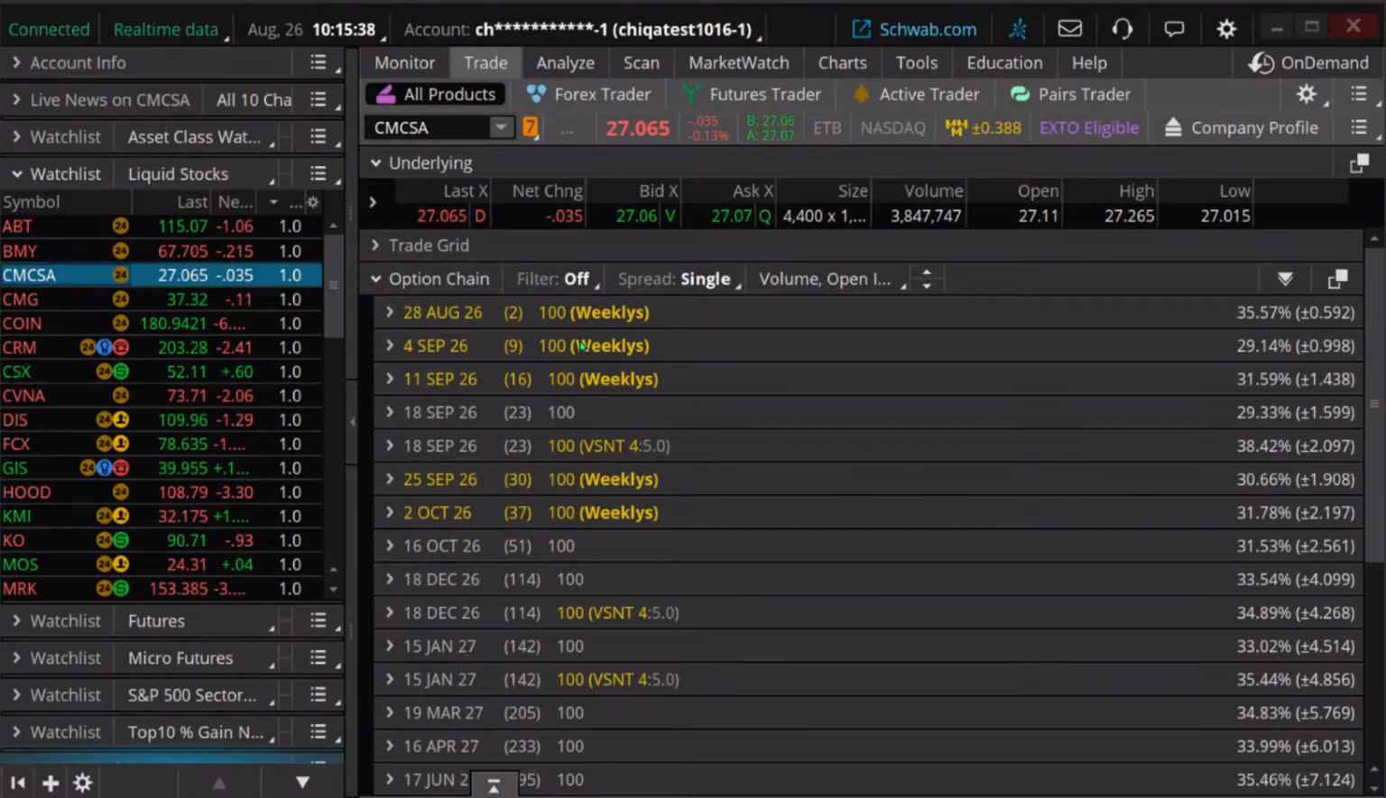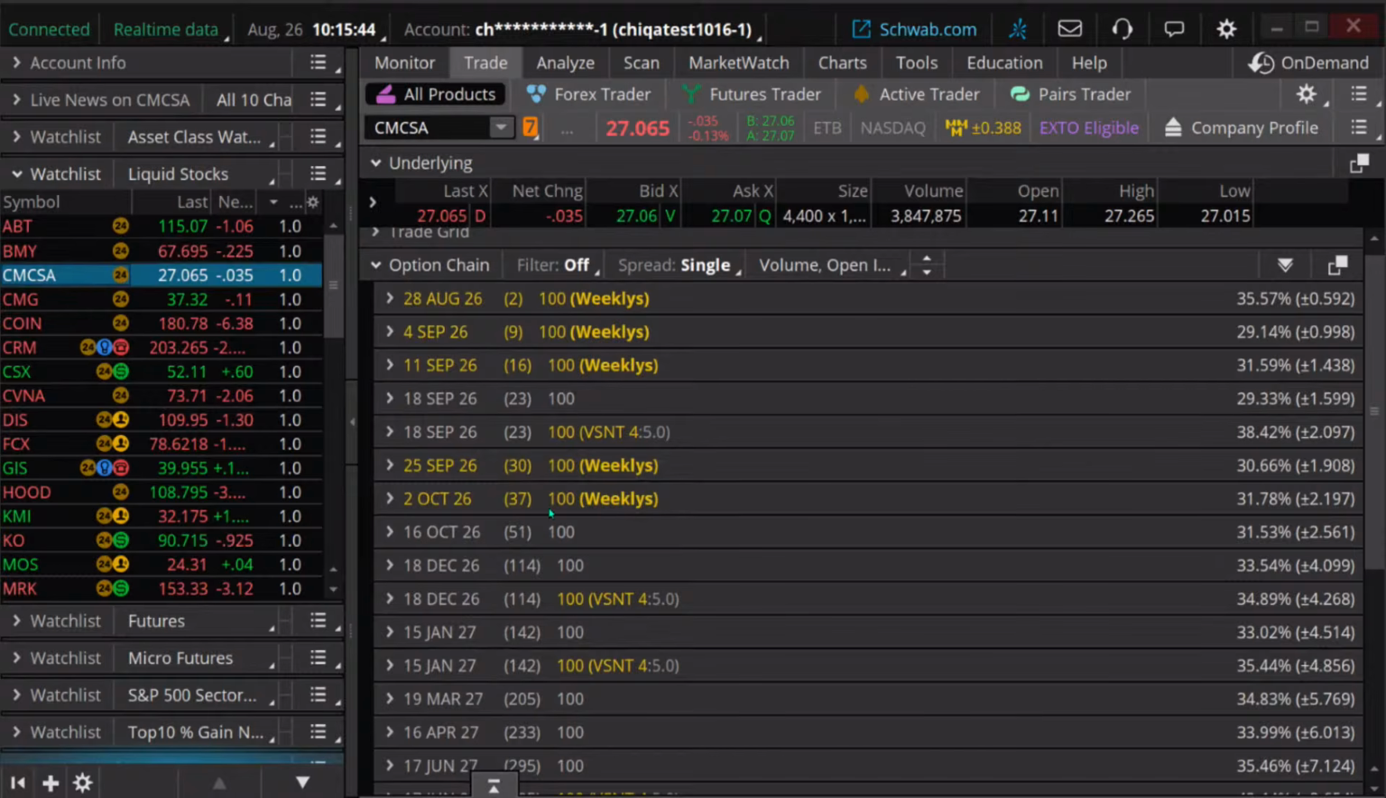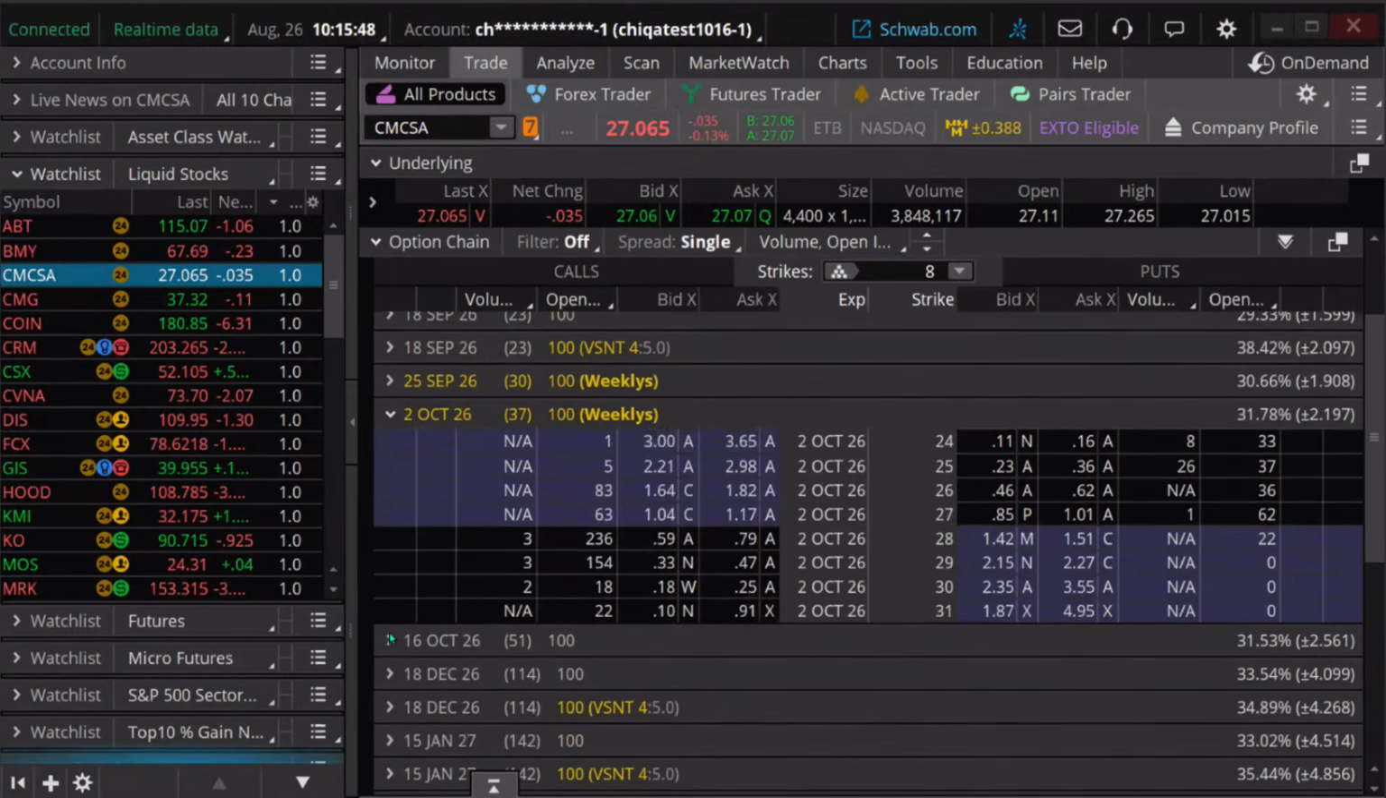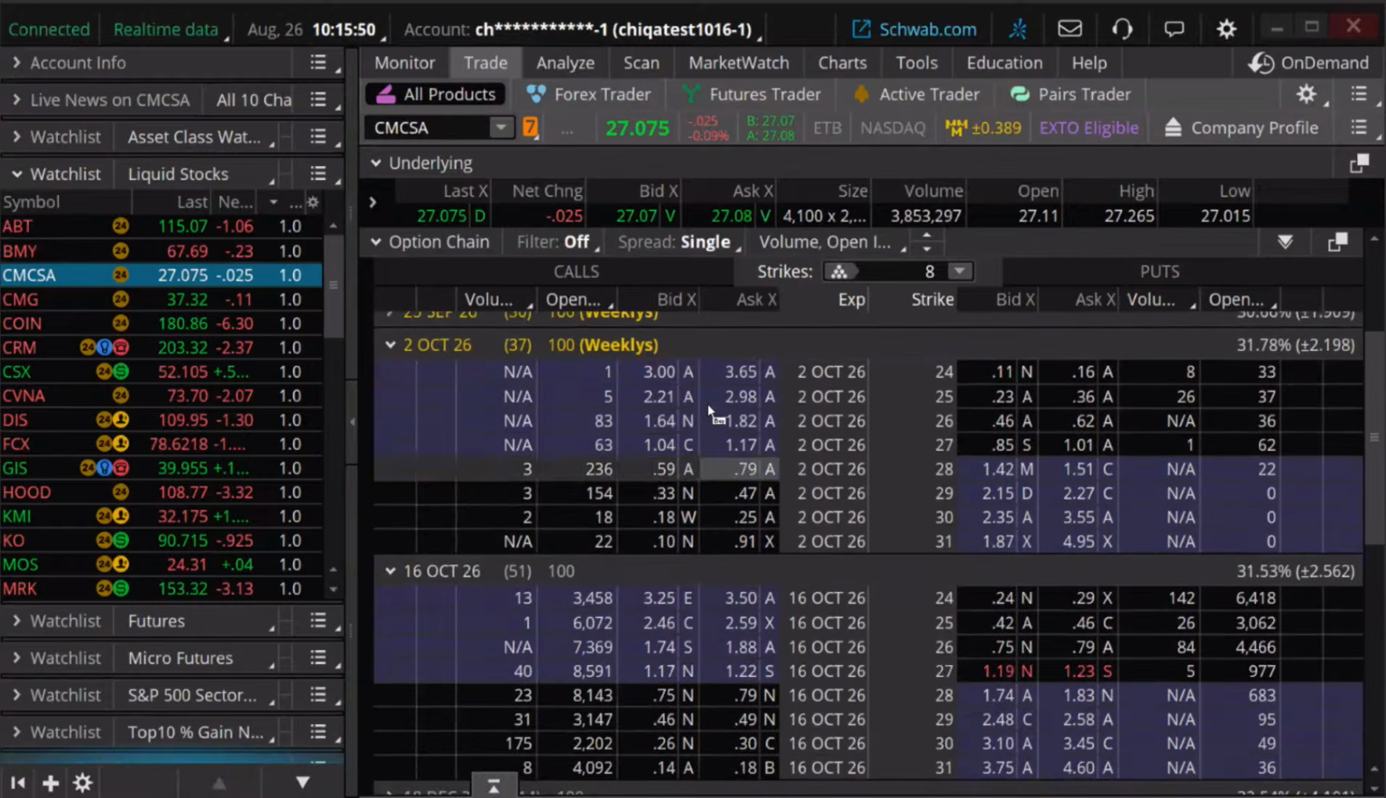Typically, more often than not, weekly options are going to be less liquid than monthly options. Let's look at October 2nd options, and let's look at October 16th options. Here's your weekly, and this is just kind of a generalization. It's not always going to be the case. But as I look here, I have a column for open interest, which I'm going to focus on, and then I'm also going to look at the difference between my bid price and my ask price.